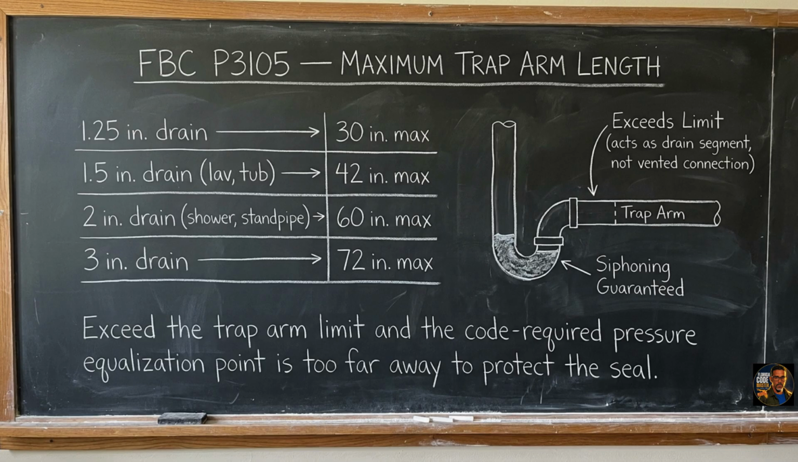FBC P3105 sets the maximum distance from the trap to the vent connection, the trap arm length. For a 1.5-inch drain serving a lavatory or tub, 42 inches maximum. For a 2-inch drain serving a shower or washing machine standpipe, 60 inches maximum. Exceed those limits and the trap arm acts as an additional drain segment, not a vented connection. Siphoning is the predictable result.